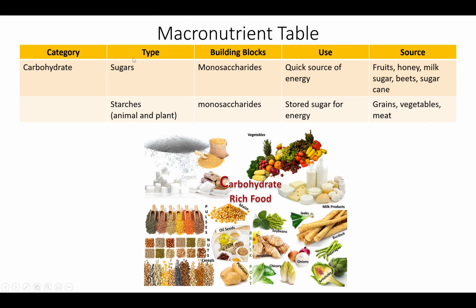The sugars are pretty small carbohydrates in general. Their building blocks are called monosaccharides. Mono means one, and sacch, S-A-C-C-H, that root word means sugar. So these are one sugar. That's what the word monosaccharide means.